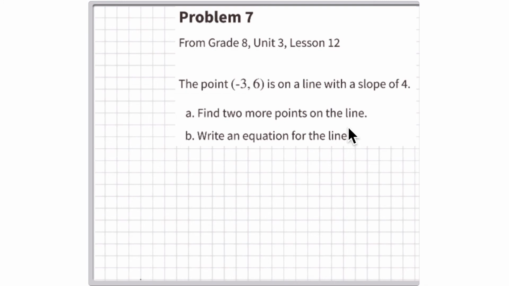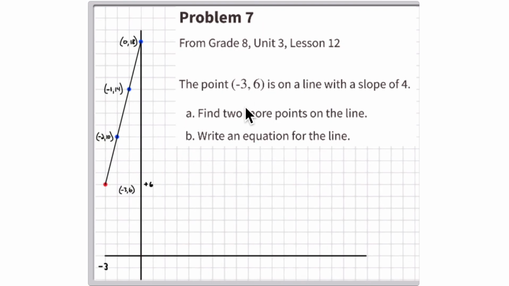For problem number 7, you're given a point that's on a line with a slope of 4, and you're asked to find 2 more points on the same line and then write an equation for that line. So if I graph this point, it's at negative 3, 6. So that point's right here. So it's negative 3, 1, 2, 3, positive 6 for y. And so that ends up right here.